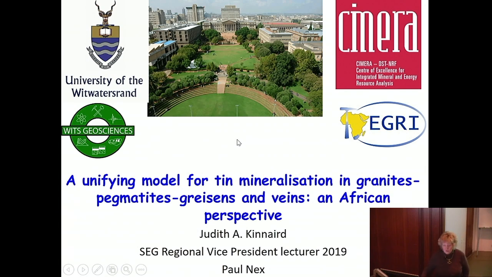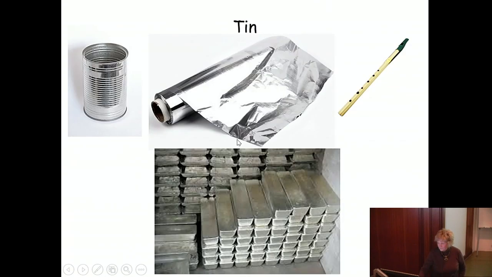So I want to talk about tin, and specifically in Africa, and I promised various people that this is a geochemistry-free talk, so I don't know whether that's good or not. Tin. Everybody knows about tin. Tin cans, tin foil, tin whistles, etc. Except tin cans are made from steel or aluminium. Tin foil is made from aluminium. Well, you kind of get the idea.